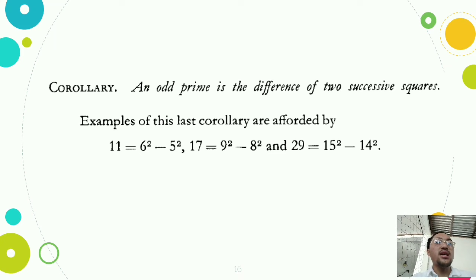The same with 17: 9 squared minus 8 squared. Simplify the squares of the numbers, you will have 81 minus 64, and then you will have 17. And the same with 29: 15 squared minus 14 squared, and then you will have 29.